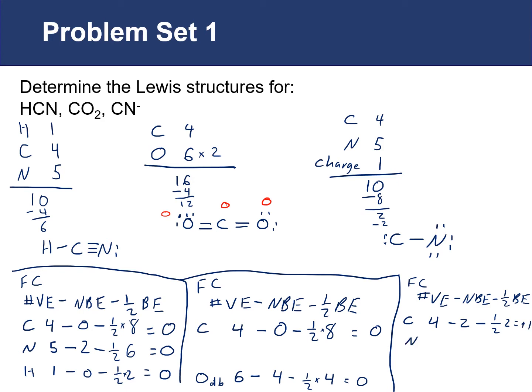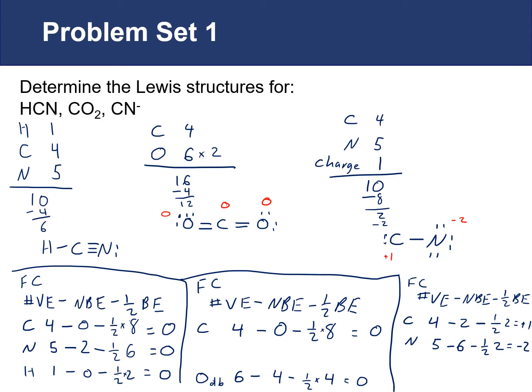On our nitrogen, we have 5 valence electrons minus, there are currently 6 non-bonding electrons, minus 1/2 of the number of bonds, which is 1, so that's 2 electrons, which gives us a 5 minus 6 minus 1/2 of 2, which is 1. So that's essentially 5 minus 6 minus 1, so that's a negative 2 formal charge. Writing this out, our nitrogen has a minus 2, our carbon has a plus 1.